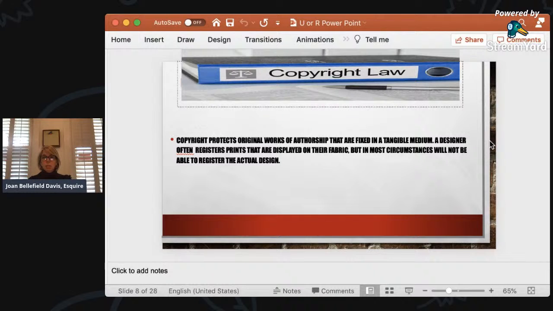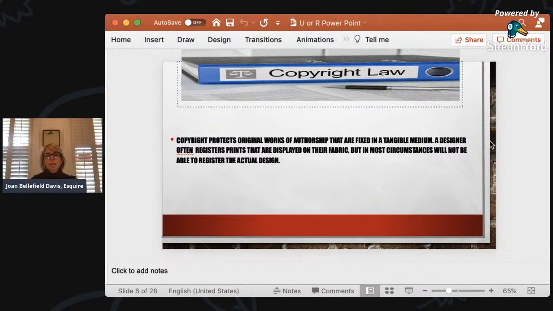A bill becomes a law here after it goes through a process, but there has been a bill for several years trying to get some sort of protection for designs, but it has not been passed yet. So we are still dealing with what we have, which is very little protection for designers under copyright law.